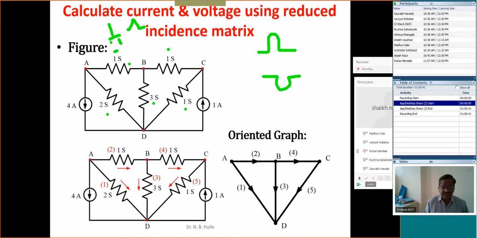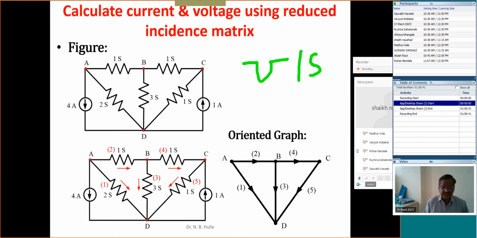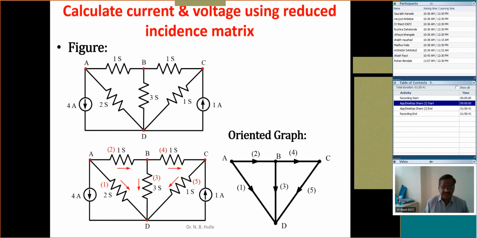But here the values are given in terms of the mho, and mho can be named as Siemens. This is one and the same. We can write it as mho or as Siemens for admittances. Given values may be in terms of impedances or admittances. I have taken one problem related to admittances, and another problem I will take related to impedances. Now this is the given figure.